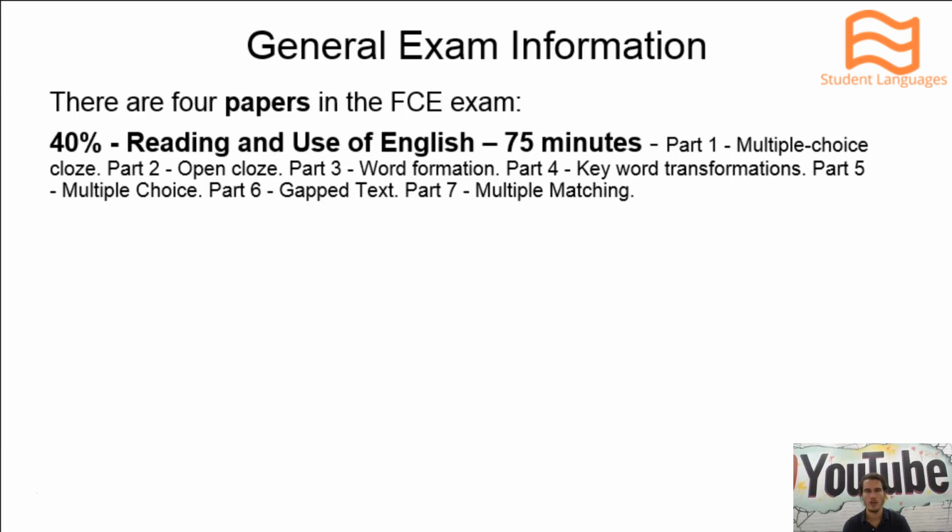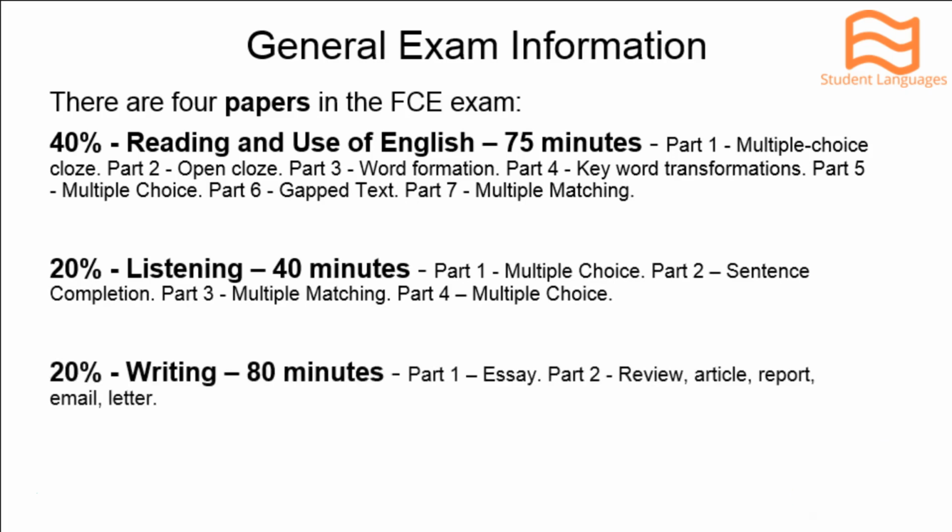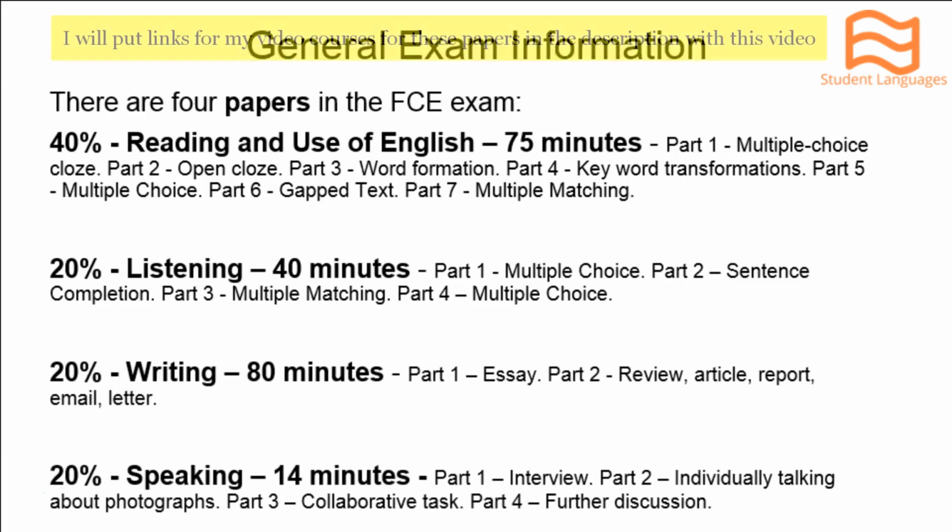But first I'd like to show you the general format of the First Certificate exam. There are 4 different papers, but the first paper is really like 2 different sections combined, because there's a reading section and a use of English section. The use of English section is more about grammar questions, and that's why, because it's like 2 sections combined, it counts for 40% of the overall exam mark. We also have the listening, which is 20%, the writing, which is 20%, and the speaking, which is 20%.